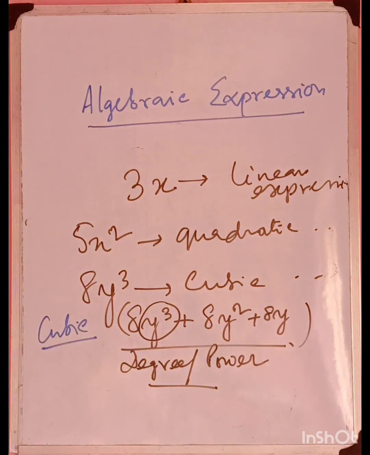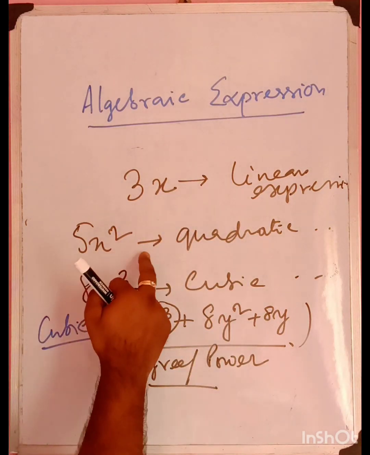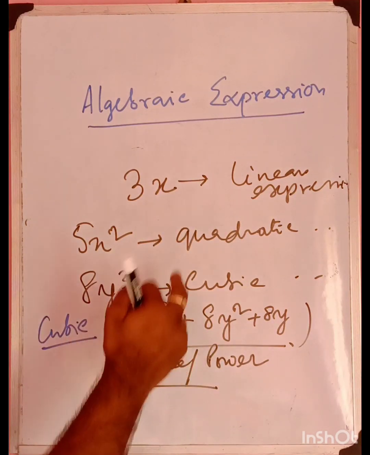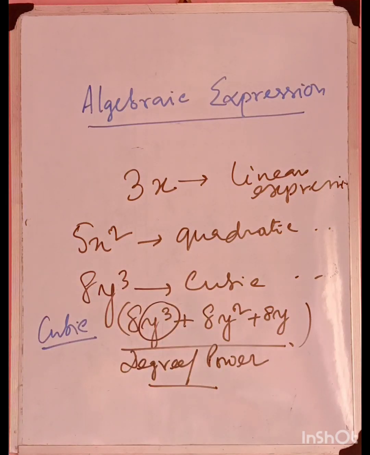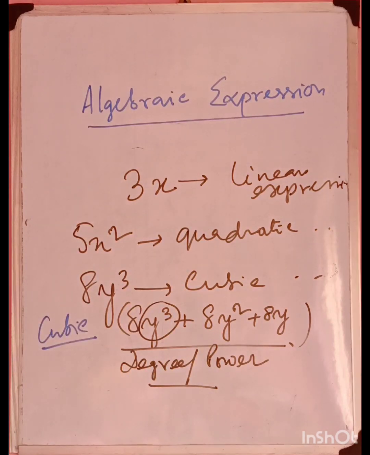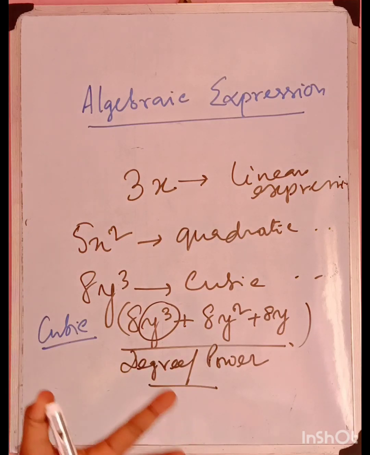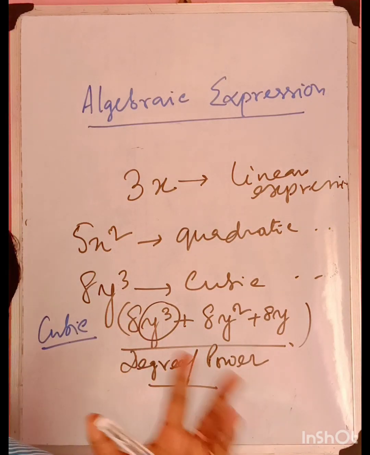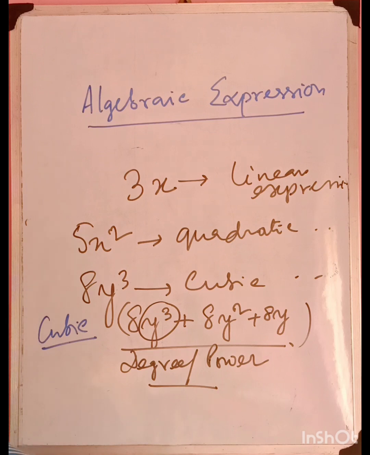Got it? Linear, quadratic, cubic, and so on. Okay. This is another concept. You must have it clear in your mind that expressions can be classified according to number of terms, according to number of variables, according to the degree of the variable or the power of the variable. Okay. So this is the basic concept.